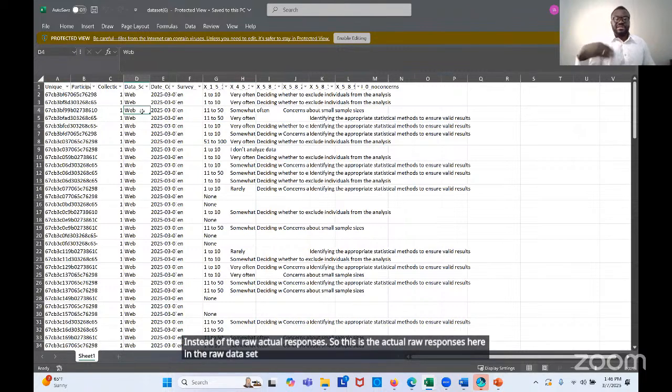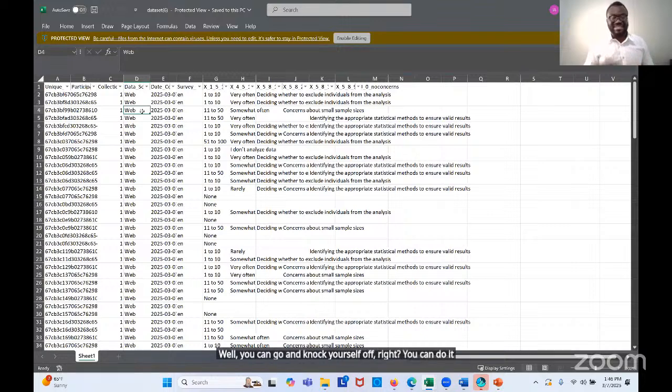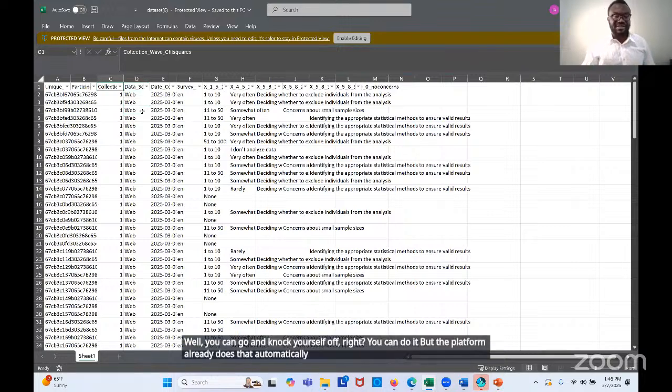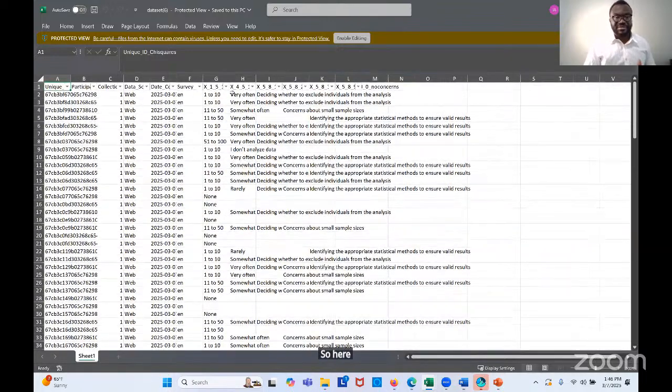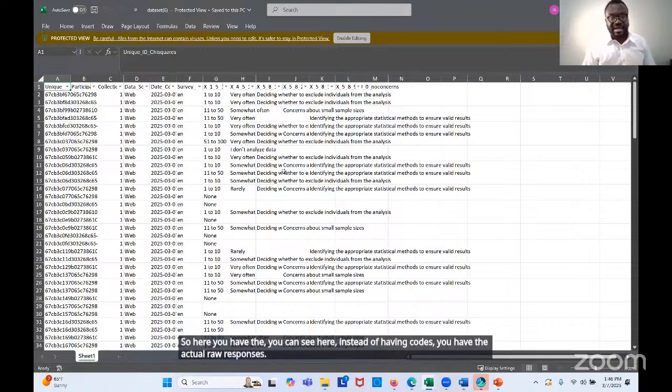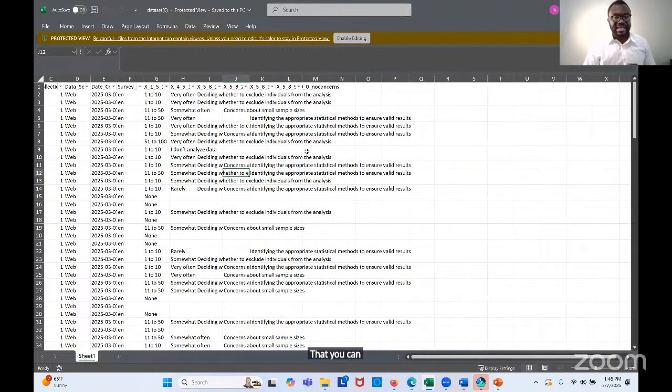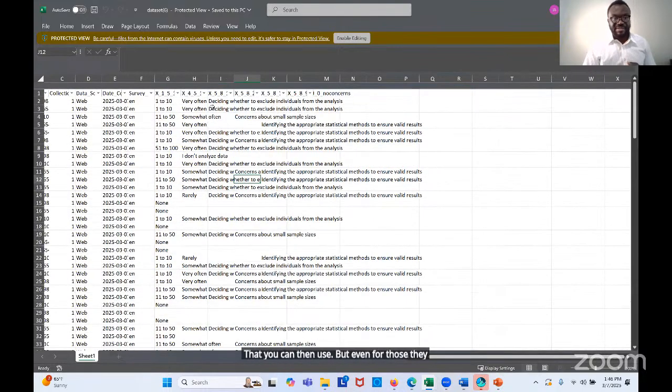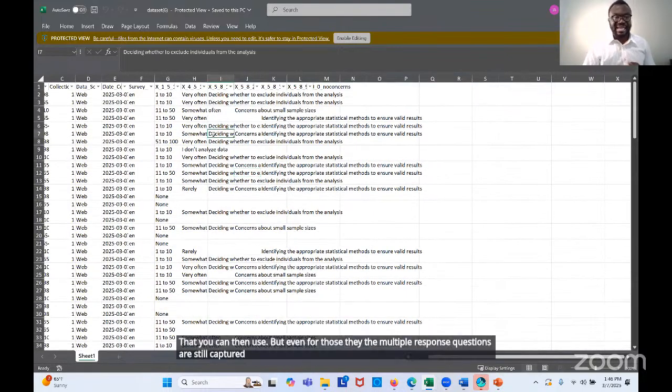So the rationale for providing you with both a clean data set and a raw data set is for those who like to suffer, who say, oh, I actually want to clean it myself. Well, you can go and knock yourself out, right? You can do it. But the platform already does that automatically for you based on statistical principles. So here you can see, instead of having codes, you have the actual raw responses that you can then use. But even for those, the multiple response questions are still captured in different columns. So let me expand this so we can see that clearly.